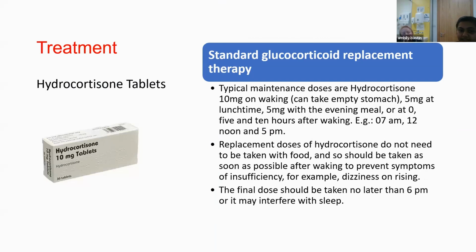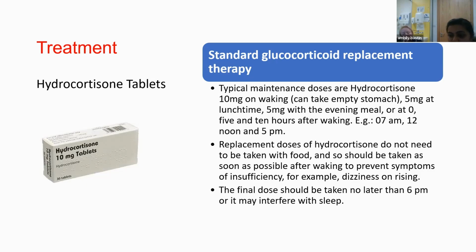So for the treatment, the standard glucocorticoid replacement therapy is the hydrocortisone tablet. The standard dose of the hydrocortisone tablet is 10 milligram in the morning, 5 milligram at lunchtime, and 5 milligram in the evening. So as we said initially, normal people, when they get up in the morning, will have enough cortisol in their body to start their day. But somebody with adrenal insufficiency won't have enough cortisol in their body. So we need to replace it.